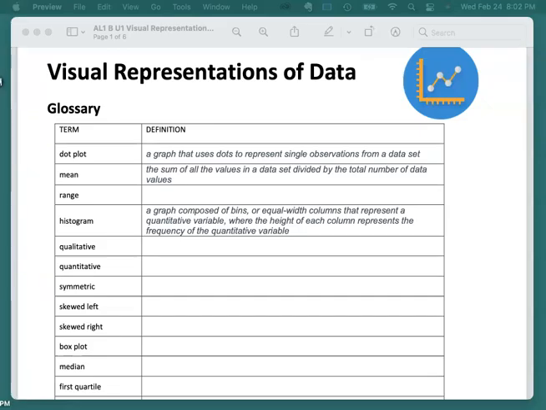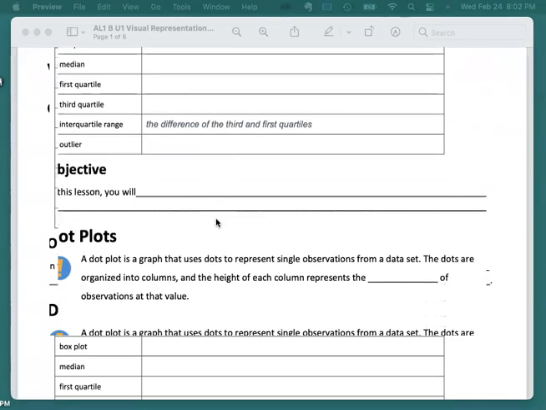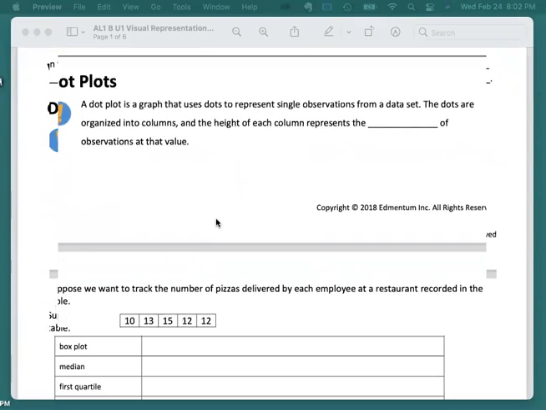So this is Algebra 1B in Unit 1. I'm going to go over some visual representations of data, however you want to pronounce it. All of the vocabulary is in the tutorial and you can find it there. So I'm not going to go over that, but I am going to go over different kinds of graphs and plots.